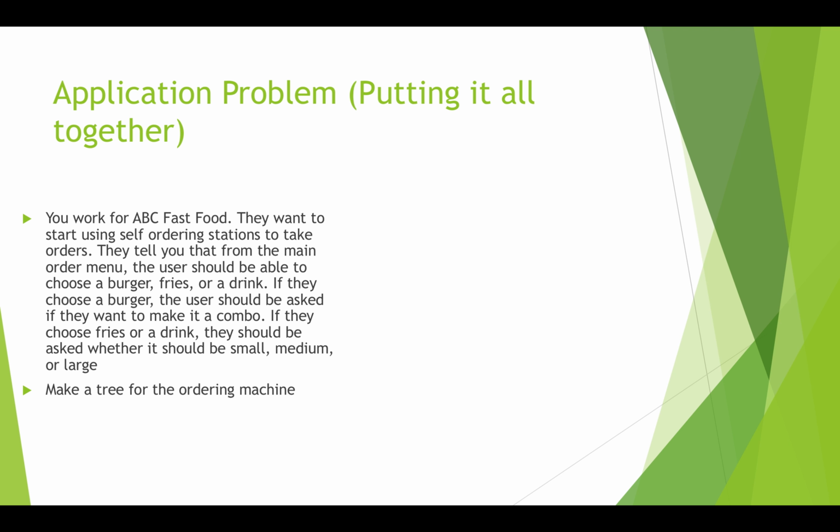So they tell you that there's going to be this main order menu, and from there you should be able to choose either a burger, fries, or a drink. If they choose a burger, we want to know if they want to make it a combo. If they choose fries or a drink, we want to know what size it should be. So now we got to make a tree.